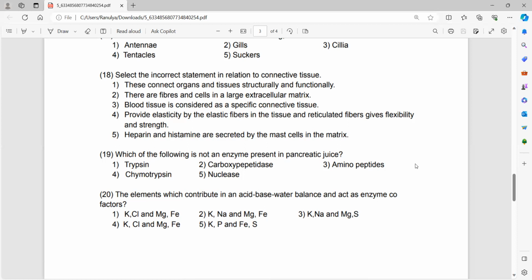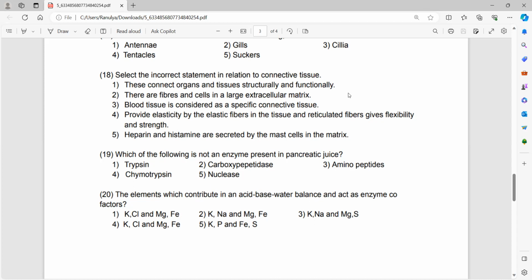No. Collagen fibers, they provide strength and flexibility, right? And reticulate fibers, they join connective tissues to adjacent tissues. Answer number 4. Question number 19.